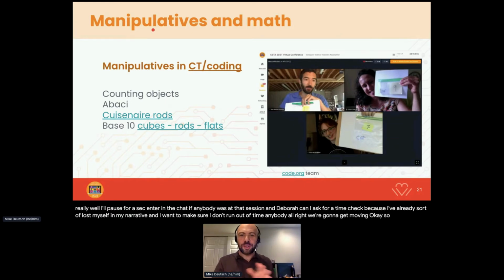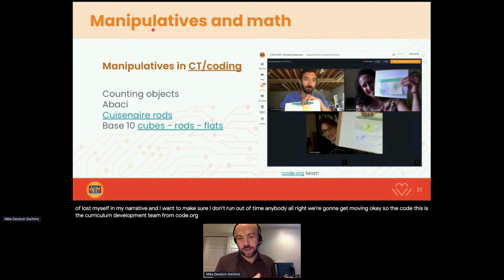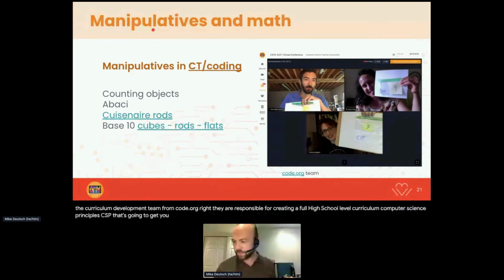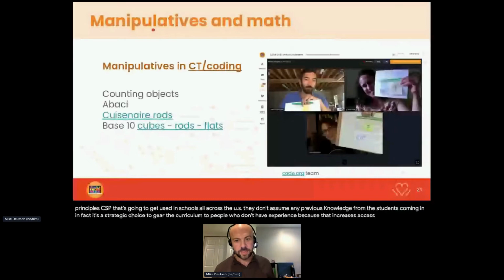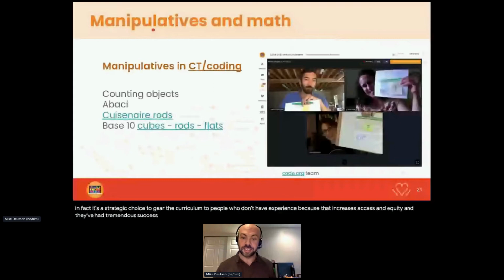Okay, so this is the curriculum development team from code.org, right? They are responsible for creating a full high school level curriculum, computer science principles, CSP, that's gonna get used in schools all across the US. They don't assume any previous knowledge from the students coming in. In fact, it's a strategic choice to gear the curriculum to people who don't have experience, because that increases access and equity. And they've had tremendous success with the manipulatives that they've built for teaching computer science to high school kids.